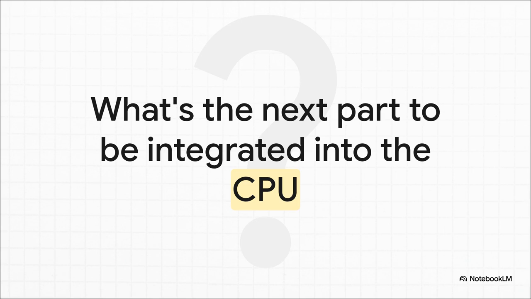You know, this whole journey shows a clear trend, moving from separate parts to more integrated systems. We already saw the memory controller, which used to be on the motherboard, get pulled right inside the CPU for a massive speed boost. So that leaves us with a final question to chew on. What's next? What other part of the motherboard do you think will get integrated into the CPU to make things even faster and more efficient? It's a fun thing to think about.